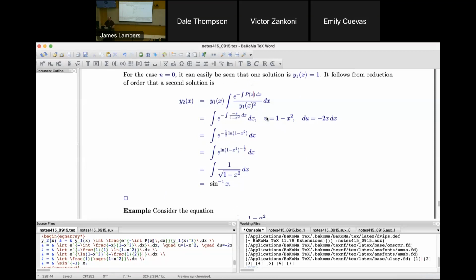Questions about this example? So we're not going to put anything on the... In reduction of order, no. And it just doesn't get you anything.